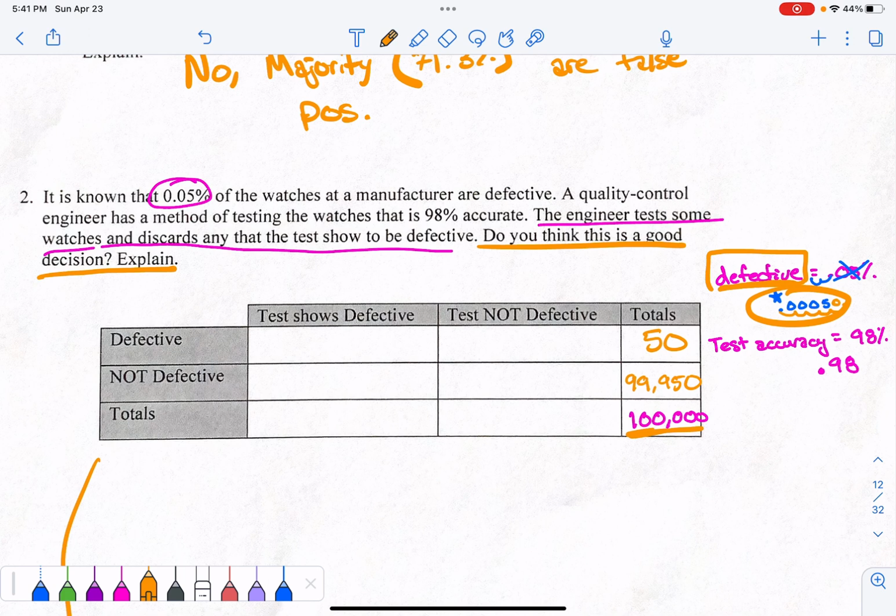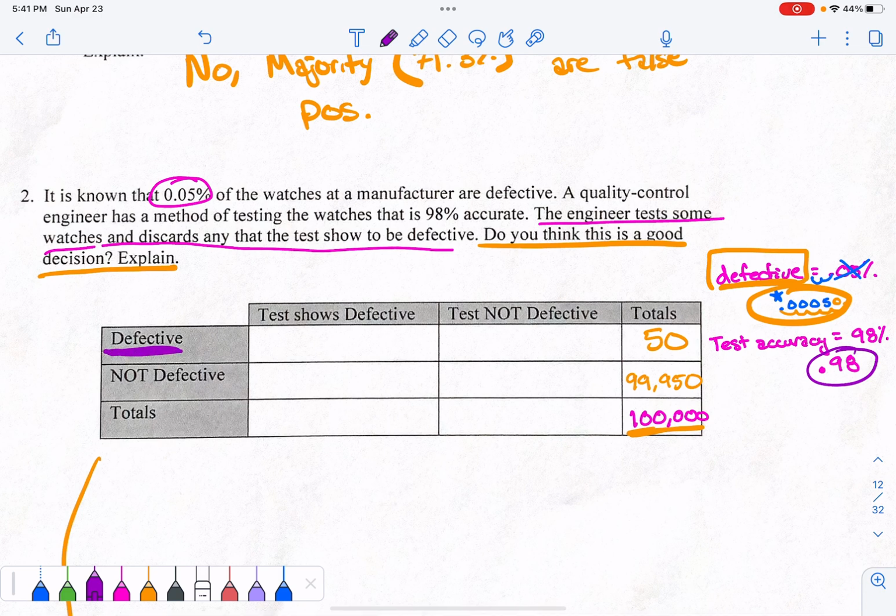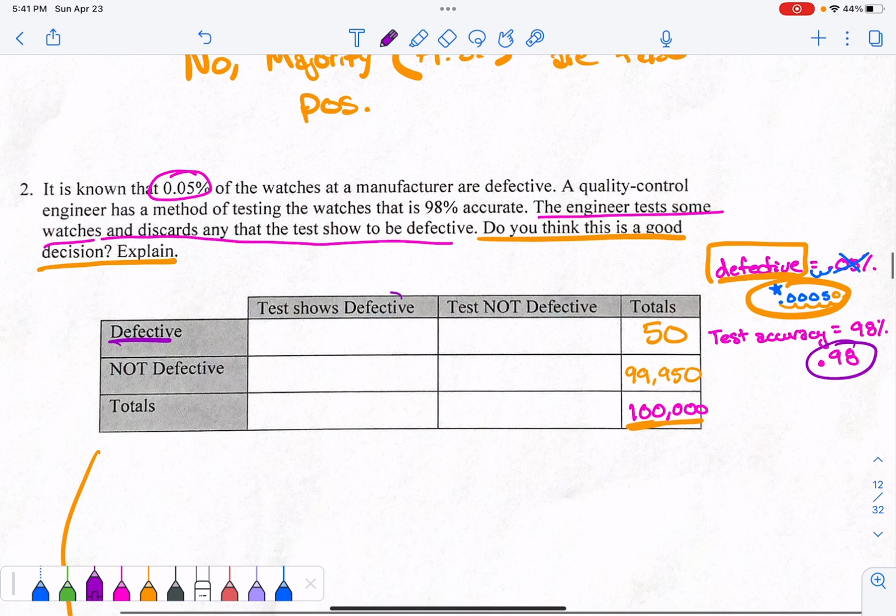Okay. Now we have a 98% accuracy test. So 98% of the time, if they are defective, should they end up here or should they end up here? If they're defective, then the test should show defective, right? So they should end up here. This is 98%. 2% of the time, they're going to have a false, what would that be? A false positive or false negative. I guess false negative. So 2% of the time they're going to do that.